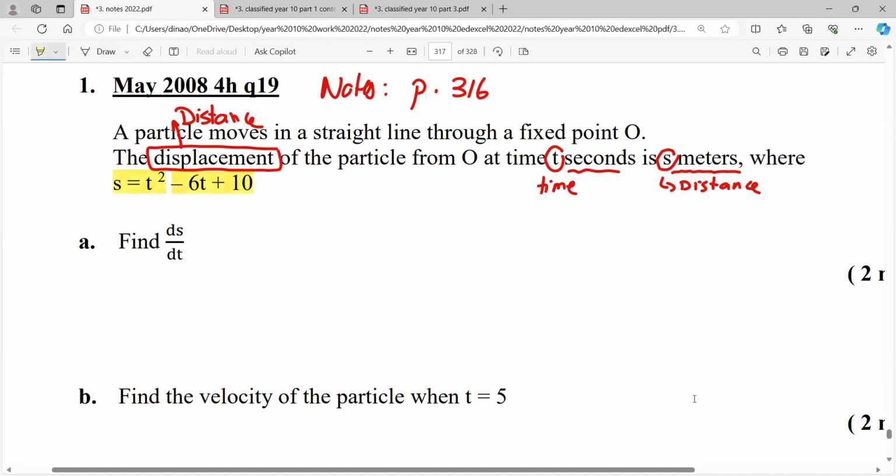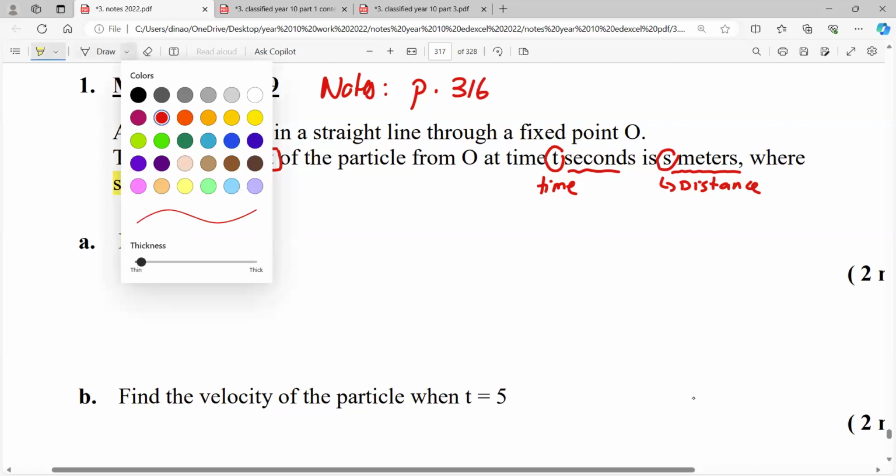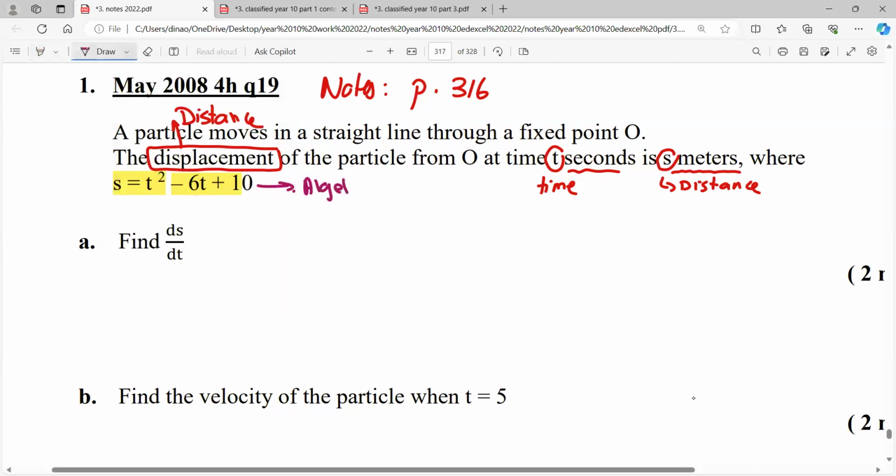So this equation over here, as you can see, is an algebraic equation, meaning it has letters, as you can see. And in this equation over here, the s is the subject. And as we agreed, s here doesn't mean speed, s here means displacement or distance covered. And we have the t, which is the time. This is an equation in terms of t. In terms of t means my equation has the letter t.